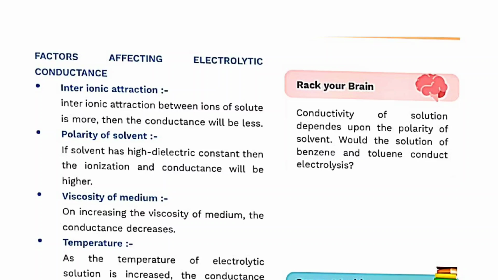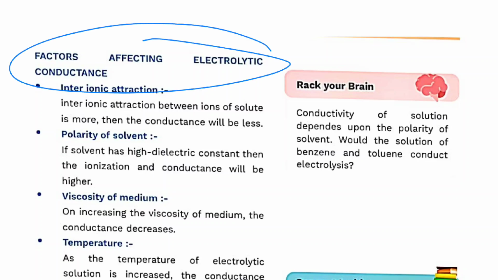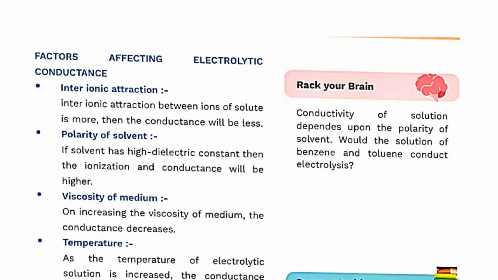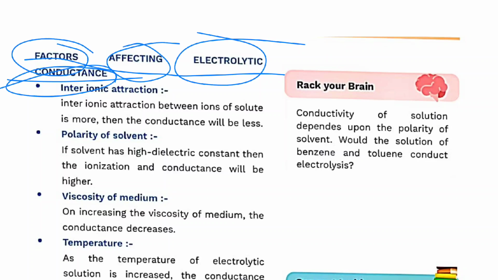Now we are going to cover factors affecting electrolytic conductance. First of all, what is the meaning of factors affecting electrolytic conductance? It means the things that influence how well a solution can carry electricity. For example, the amount of salt or sugar dissolved: the more dissolved, the better the conductivity.